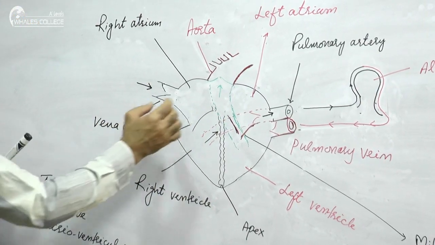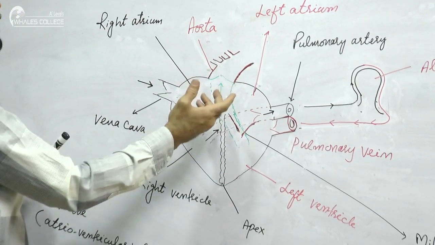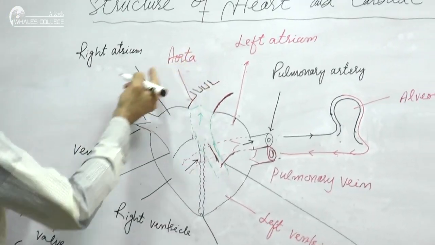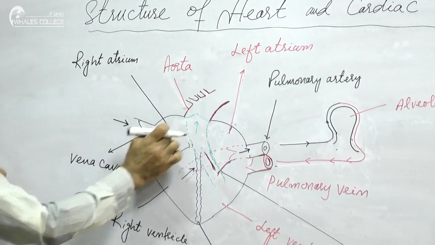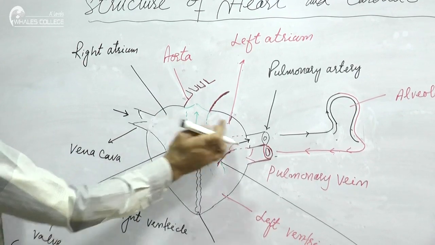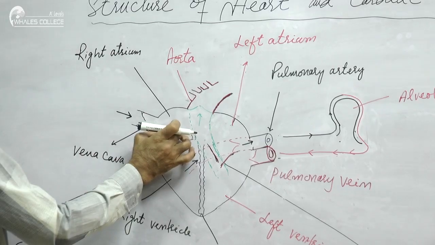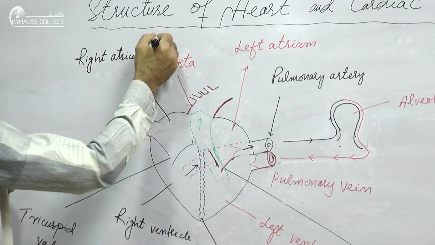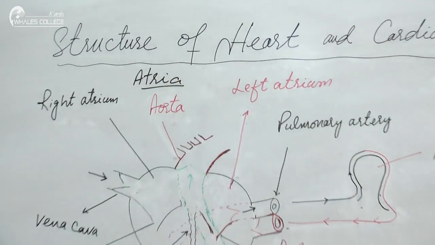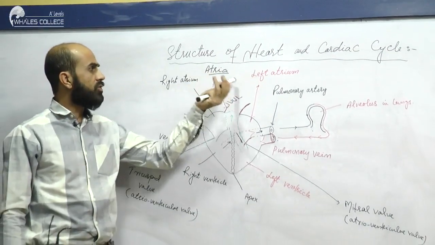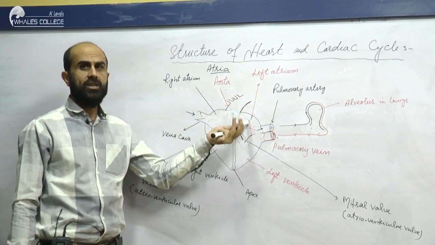Now that's why we say that the upper two chambers, whether you are talking about the left or right, are collectively known as the atria. Atria is the plural of atrium, because one is the right atrium and one is the left atrium, on both sides of the green line. This is the left atrium, and this is the right atrium, and collectively these are known as atria. So atria are the upper chambers of the heart.